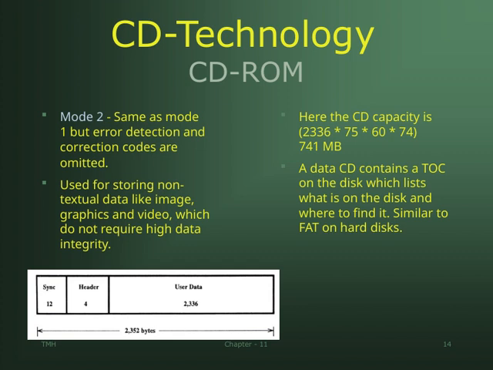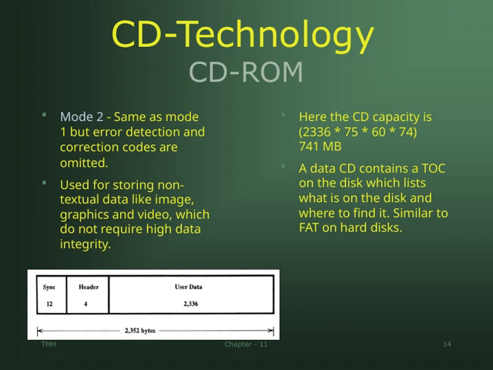Because of this, the capacity of a CD in Mode 2 is calculated differently. Here, the total capacity is around 741 MB, derived from multiplying 2336 sectors per track, 75 tracks, 60 minutes per track, and 74 sectors per minute.